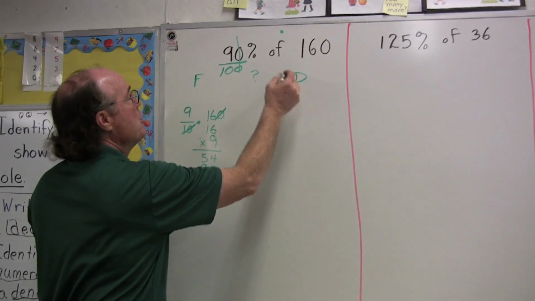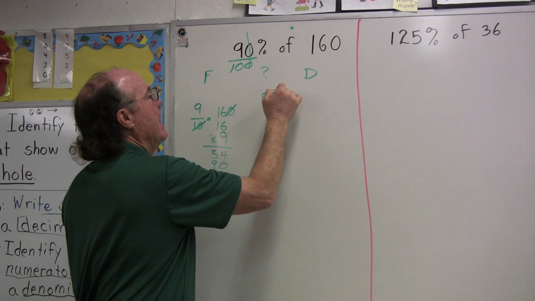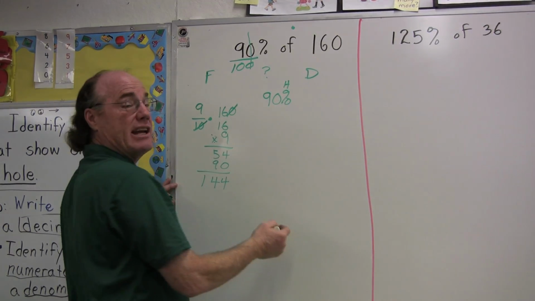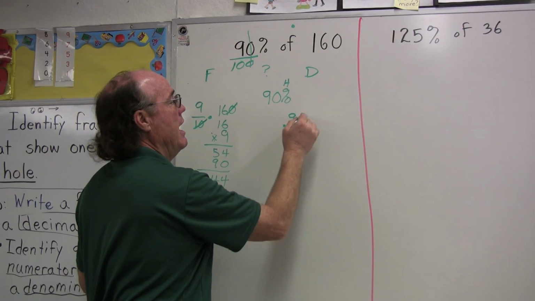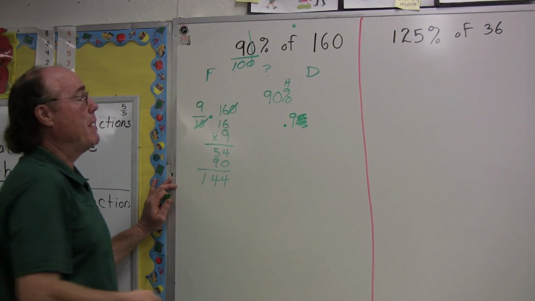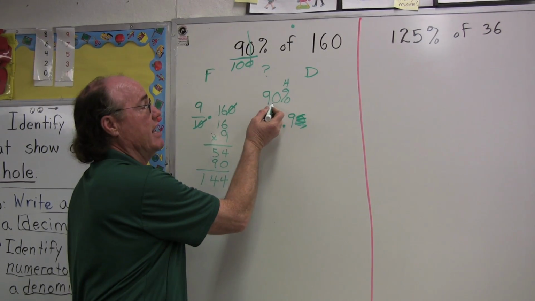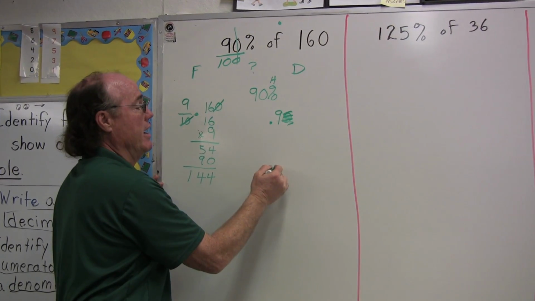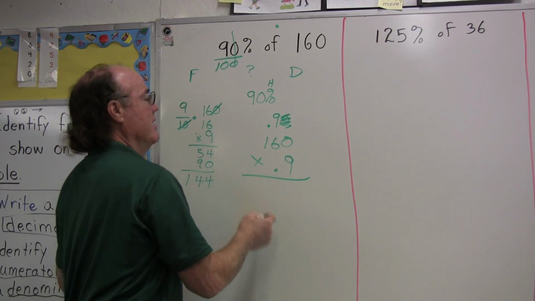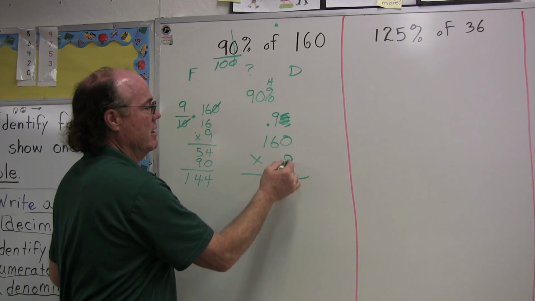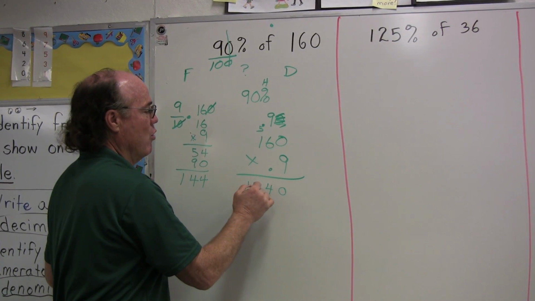Now, 90%, what is that as a decimal? 90% is 90 hundredths. 90 hundredths is 0.90. Let's make it dimes. 9 out of 10 dimes is 0.9. 9 out of 10 dimes is 90%, 0.9. So we go 0.9 times 160. 9 times 0, 9 times 6 is 54, 5, 14.